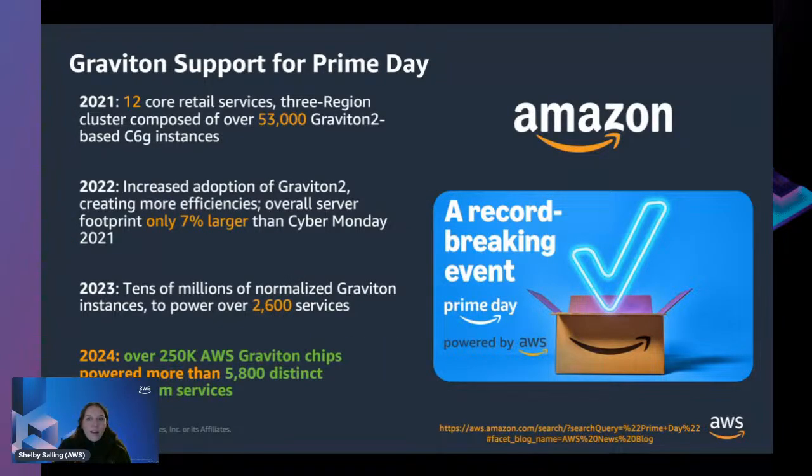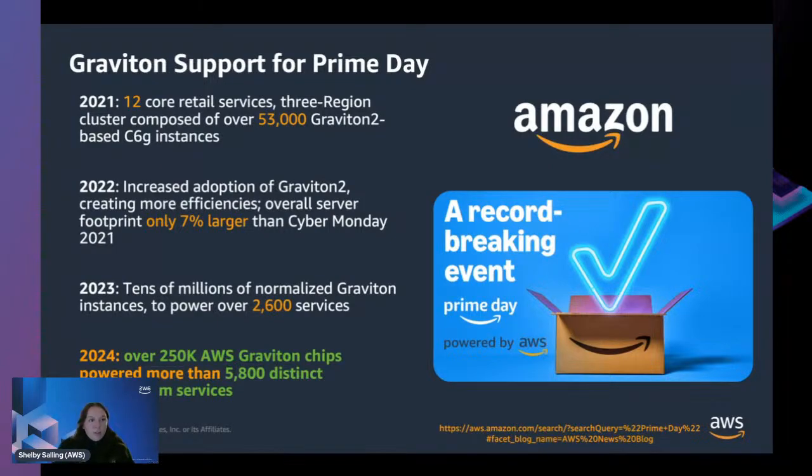But before I do that, we definitely drink our own champagne. So for those of you who have kept up with some of Jeff Barr's blogs, he always highlights the kind of Prime Day recap in terms of our own compute. And Graviton's always, for the last few years, the star of the show there, right?